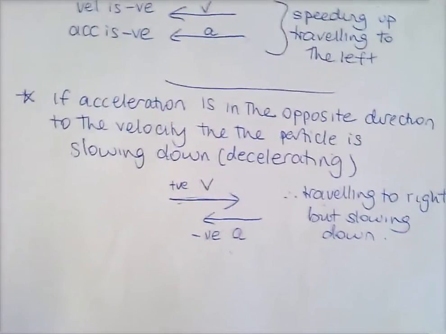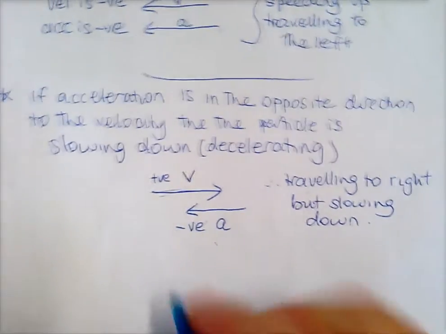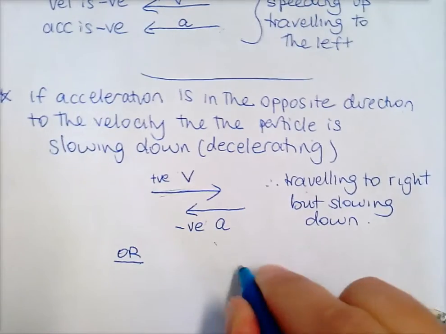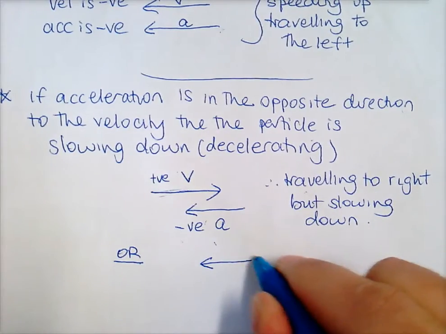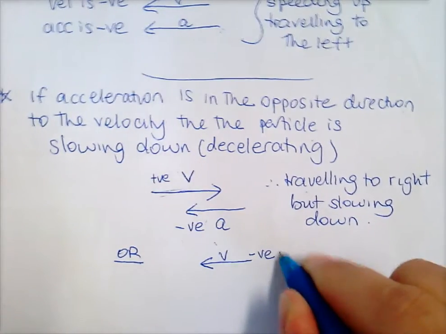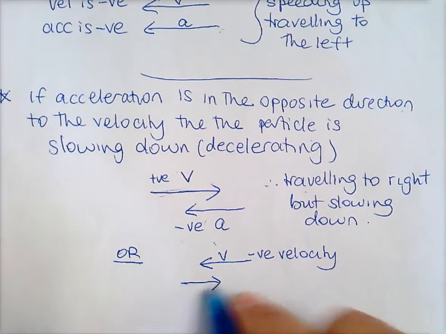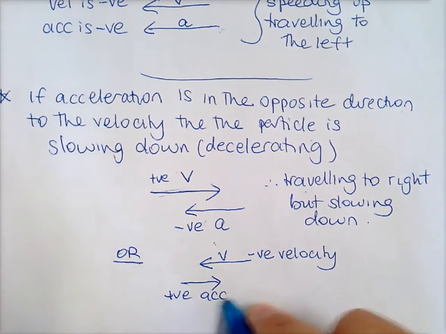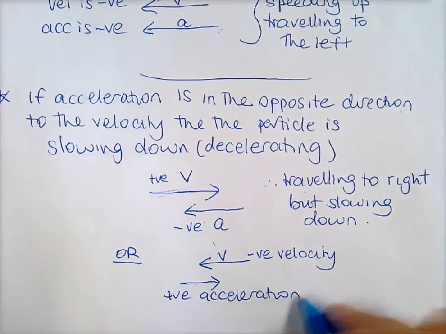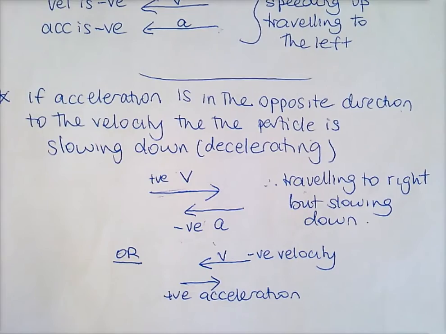Now, if you apply enough acceleration to the left, it will stop and turn around and go the other way. Okay, so our other option is if we've got negative velocity and we've got positive acceleration, then which way is the particle travelling?